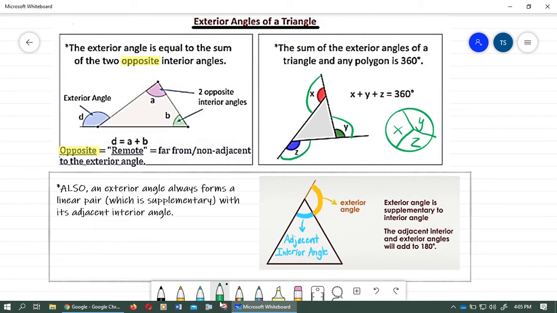But anyway, for any polygon, and I'm about to erase this little circle thing that I just put there, the sum of all of your exterior angles for any polygon will be 360 degrees. Okay?